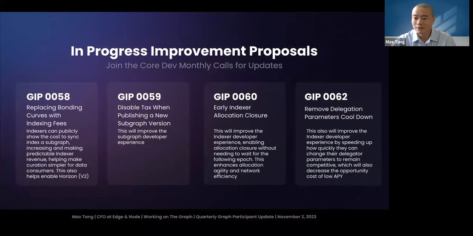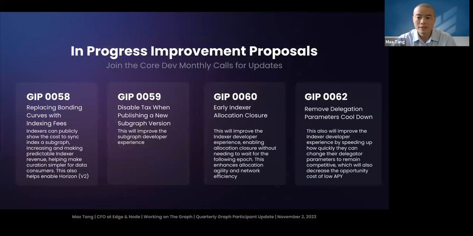With indexing fees, indexers publicly post their price per unit of subgraph gas, and consumers, or somebody acting on behalf of the consumer, choose indexers to perform indexing at the posted price. The proposal is in the early stages of gathering feedback from the community. You're welcome to go to the forum to participate in the discussion as well.